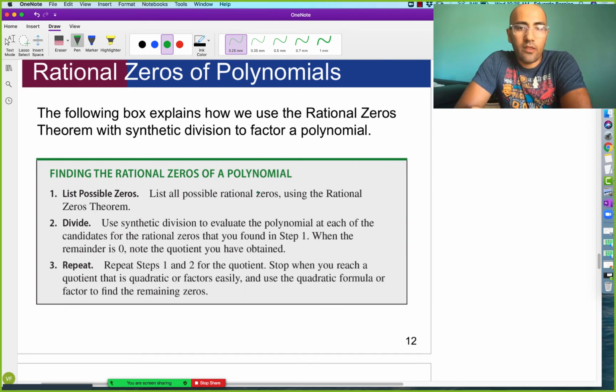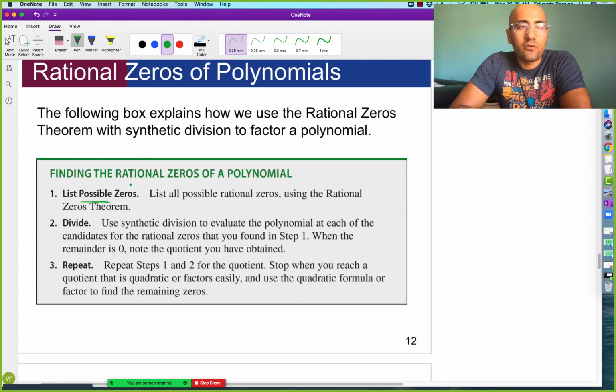Finding the zeros of a polynomial. First of all, we look at our expanded polynomial. We create the list of possible zeros, and underline possible. That doesn't mean every number on this list is going to be a zero, or really even any number on the list. But I do know that if it's not on the list, and it's a rational number, then it definitely cannot be a zero of the polynomial. So create your list of possible rational zeros.